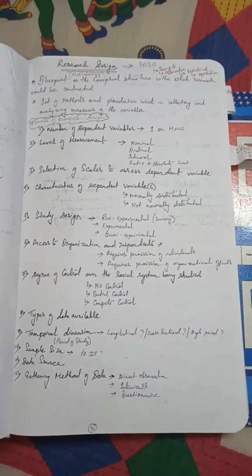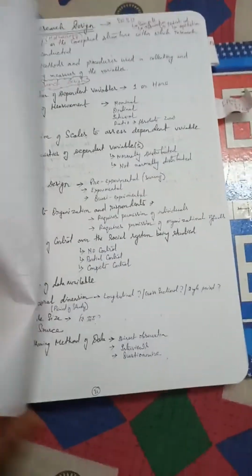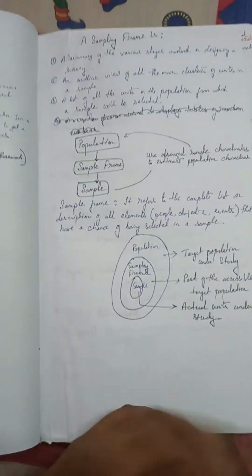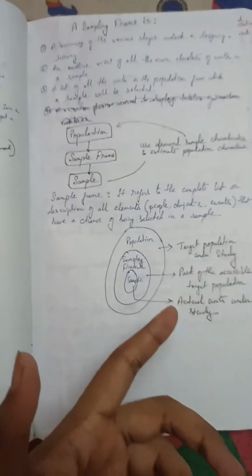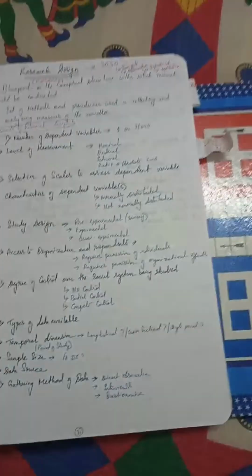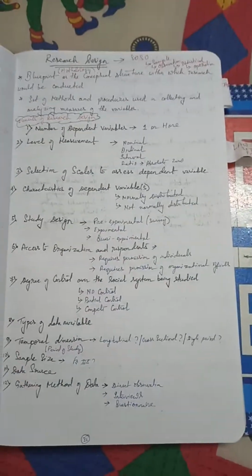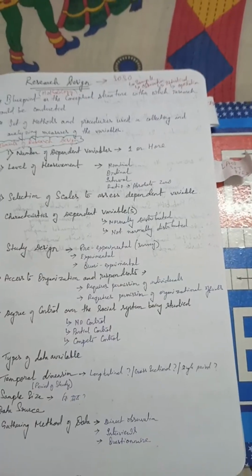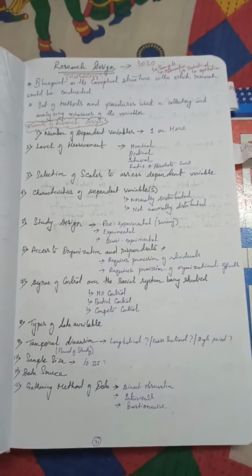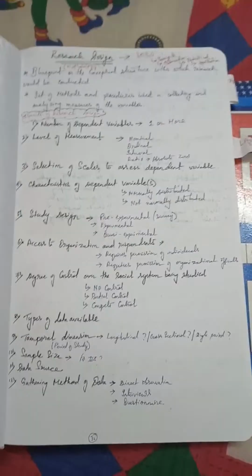Alright. So today we have discussed the sample frame, the population and the sample, followed by research design, the blueprint, the SOSO: sample, observation, statistical operation, following with the elements of research design.